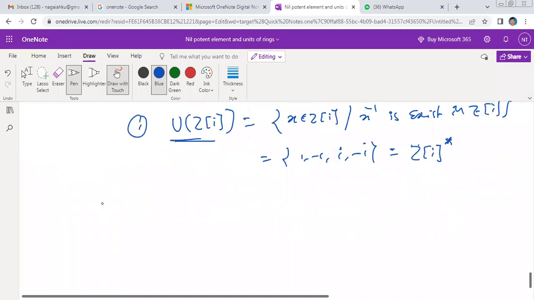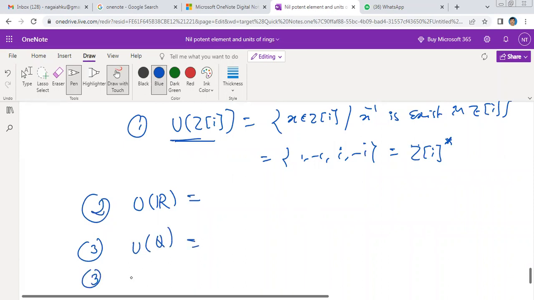Similarly, can you say this one? What are the units of the ring of all real numbers? Only 1. R minus 0, sir. What are the units of the field Q? Every non-zero element is a unit, sir. Yes, and next U of Q, U of R, and U of C.